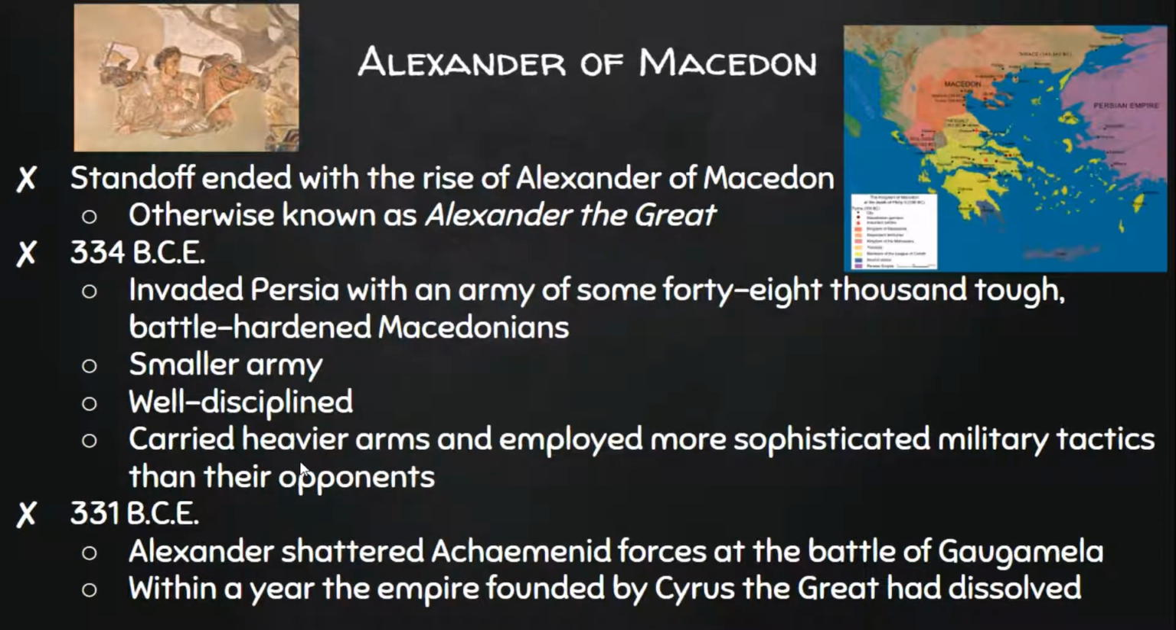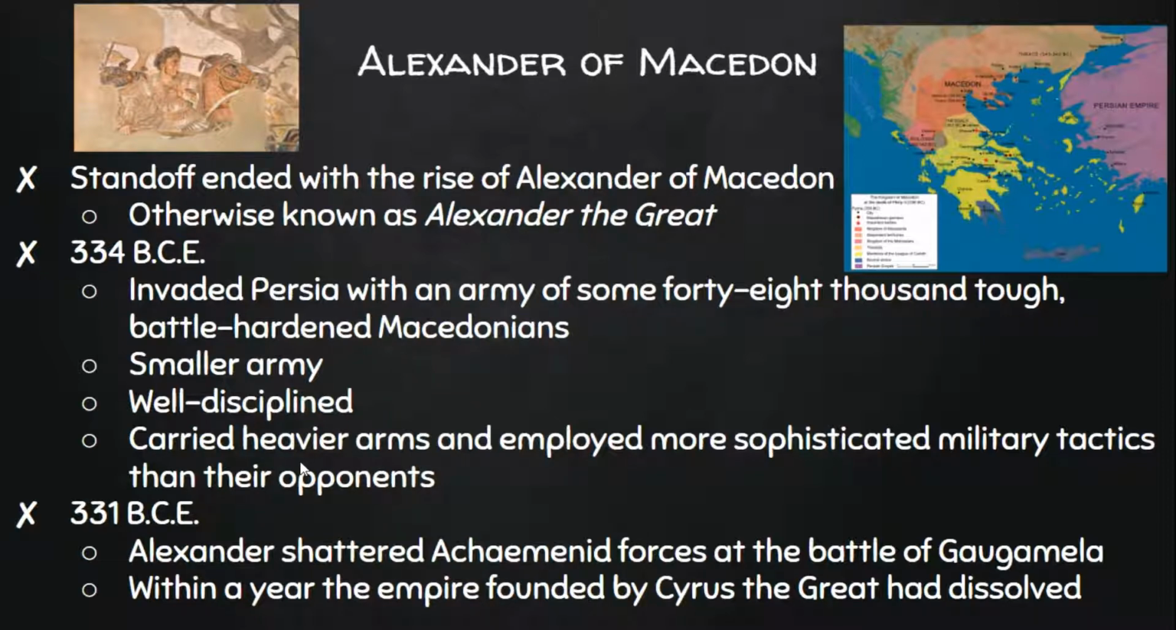So another layer to the downfall of the Persian Empire was with a man named Alexander of Macedon. And the Persian Wars ended the standoff with the rise of, once again, Alexander of Macedon, otherwise known as Alexander the Great.